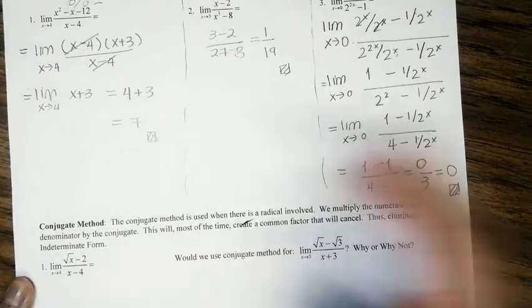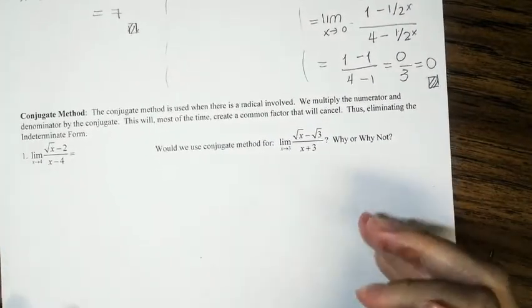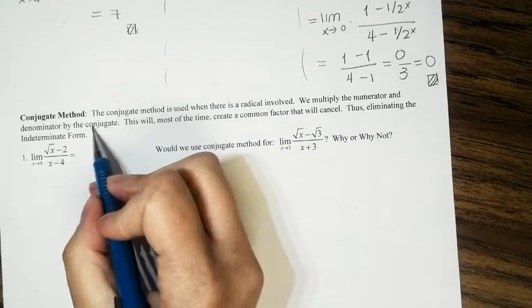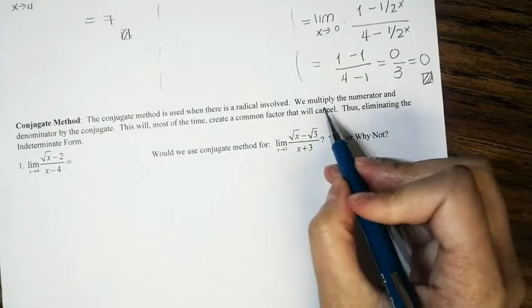Okay, moving on to more stuff and things. Another method that I love is the conjugate method. The conjugate method is used when there's a radical involved, and again, you have this situation when it's going to be 0 over 0 or infinity over infinity. So it's pretty simple. It only has one trick that I'm going to explain in a second.